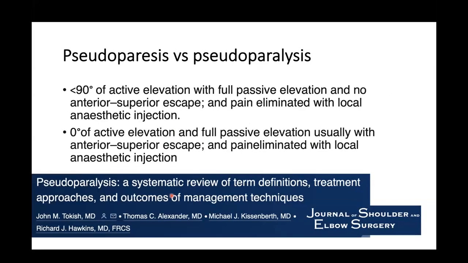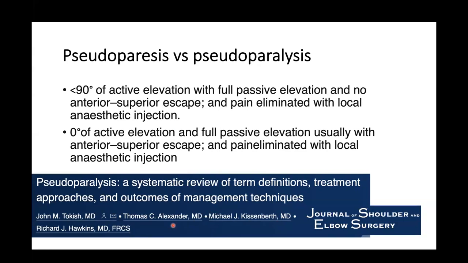As well as Tokish et al. This was a study published in the Journal of Shoulder and Elbow Surgery. They have again tried to define and clearly differentiate between pseudoparesis and pseudoparalysis. So both are different and we need to know about it. Pseudoparesis is when there is less than 90 degrees of active elevation with full passive elevation, without the presence of anterior superior escape.